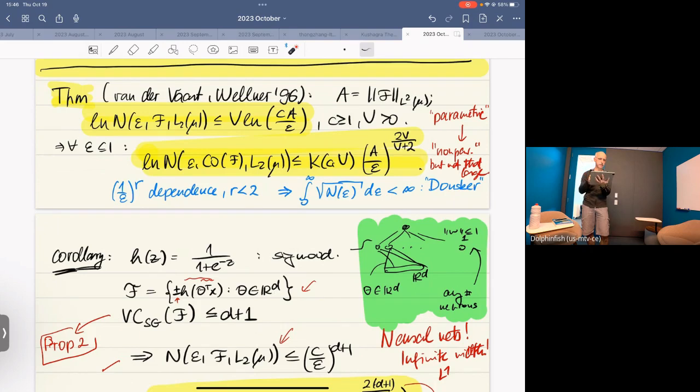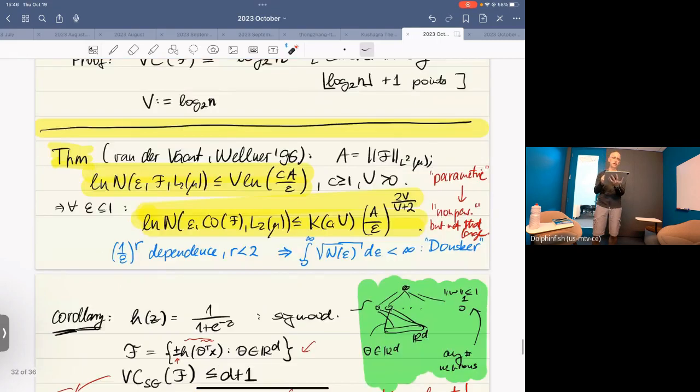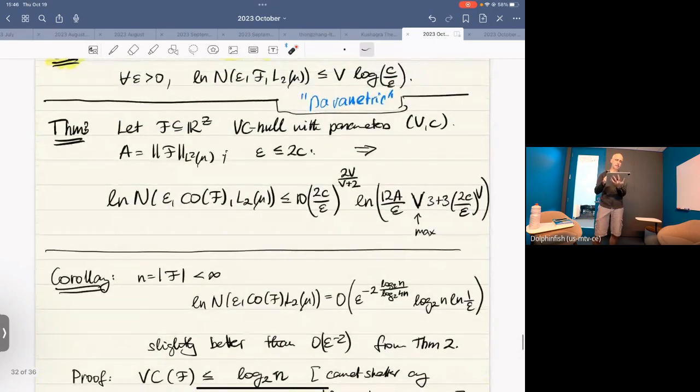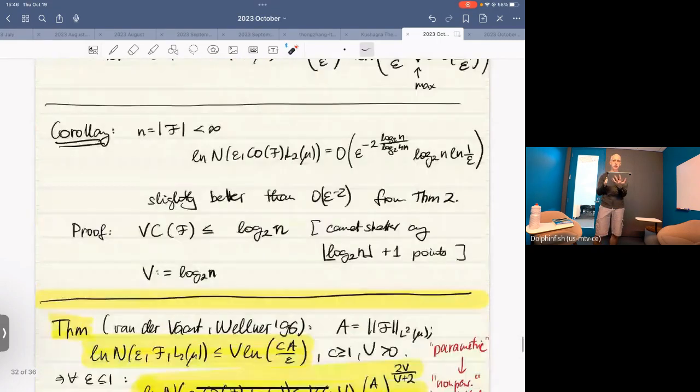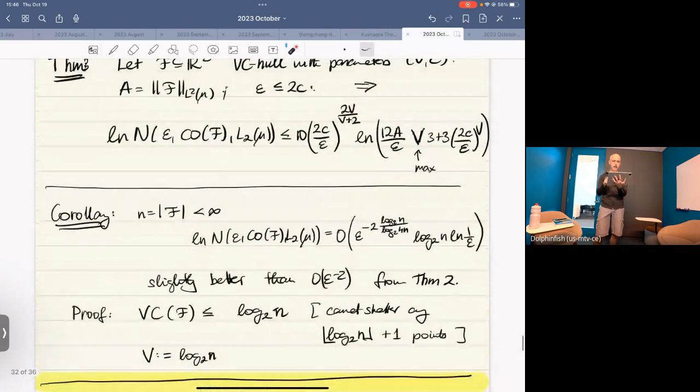And then, if you take this result of van der Vaart and Wellner, which is not proven in the book, the book proves a series of results that lead to some result which is slightly worse.